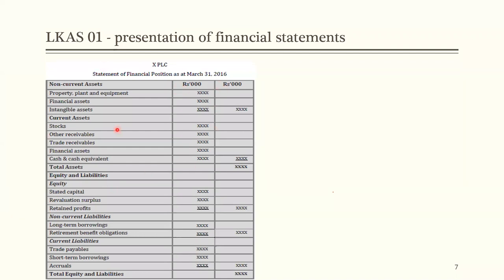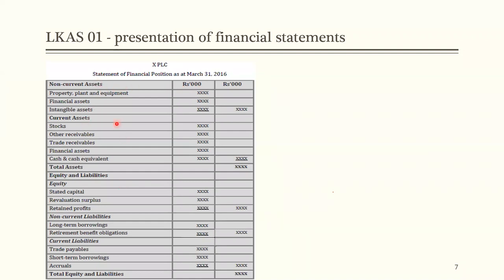So I have told you a few things: the category of the financial statement, the period, the currency, and also the level of round off. At what level have we rounded off, in thousands, millions, or billions? What it is, we need to disclose.